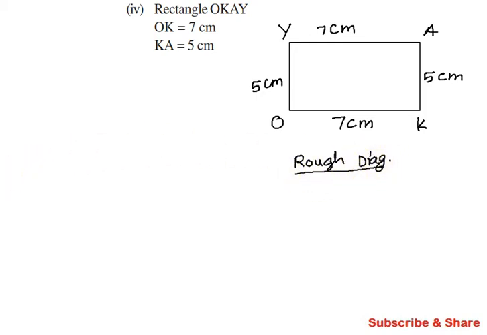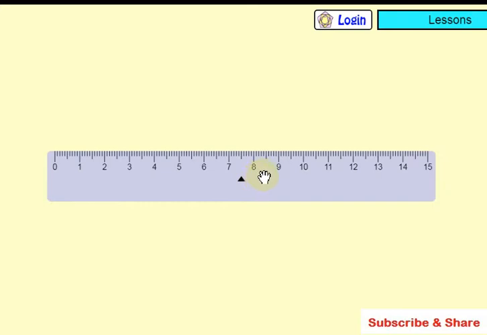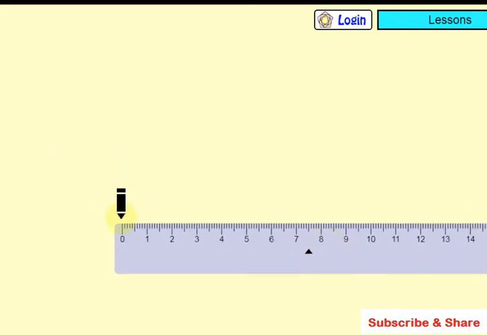So next we have to draw the fair diagram for this. First we have to draw the fair diagram with the base. So here the base is O and K. So OK is 7 centimeter. So first we have to draw OK 7 centimeter. Take your scale and draw a baseline of 7 centimeter. So this is OK 7 centimeter.